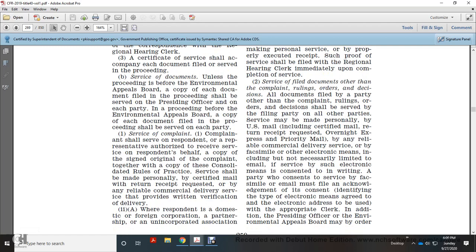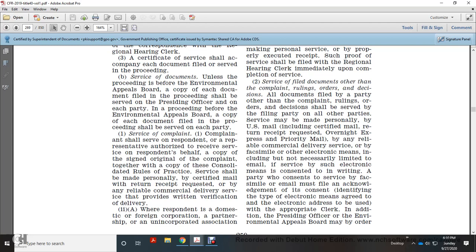Service of the complaint: the complainant shall serve on the respondent, or a representative authorized to receive service on the respondent's behalf, a copy of the signed original of the complaint, together with a copy of the Consolidated Rules of Practice. Service shall be made personally, by certified mail with return receipt requested, or by any reliable commercial delivery service that provides written verification of delivery.